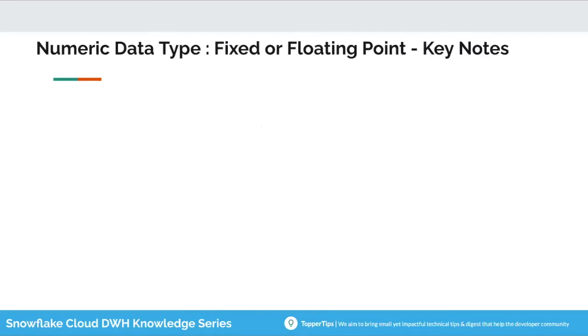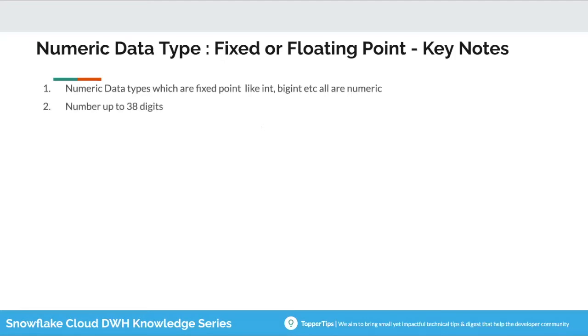Let's talk about fixed and floating, which is still a numeric data type, the key notes on them. So numeric data types which are fixed point like int, bigint, etc., all are numeric. It can hold up to 38 digits. When it comes to the scale for a floating data point, total number of digits right of the decimal point is 37. For example, you can go up to 37 digits.